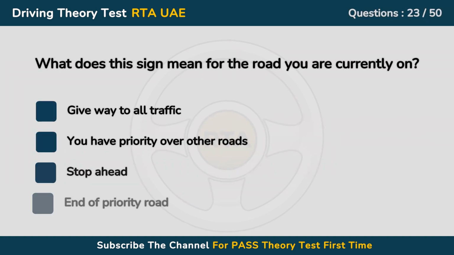Question 23. What does this sign mean for the road you are currently on? A. Give way to all traffic. B. You have priority over other roads. C. Stop ahead. D. End of priority road.